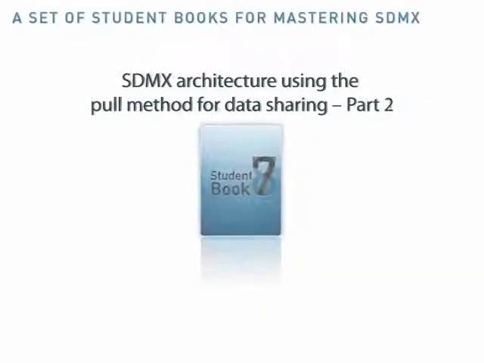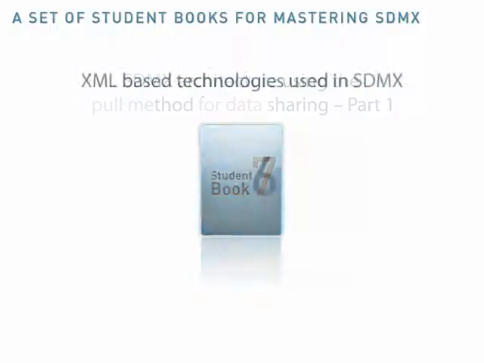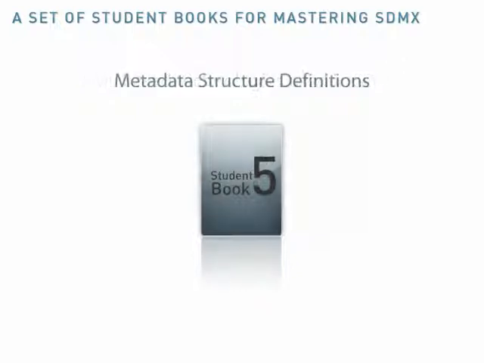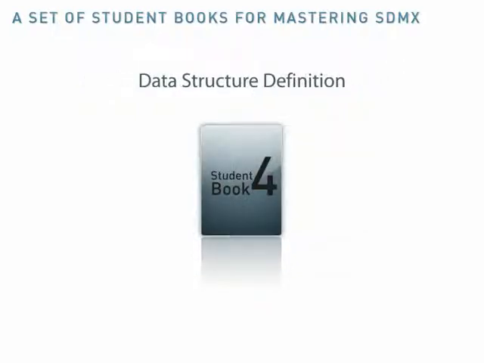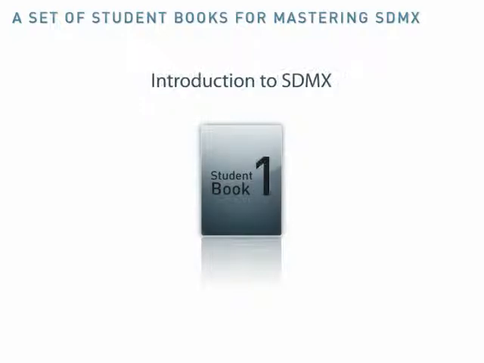This student book is the seventh one of a set of student books which altogether provides the complete set of information to master SDMX. It focuses on the data sharing model, the architectures and the mapping process of local data and metadata to SDMX structures. Together with Student Book 8, it describes the SDMX architecture using pull method for data sharing.